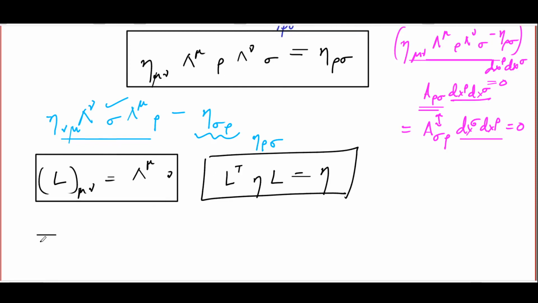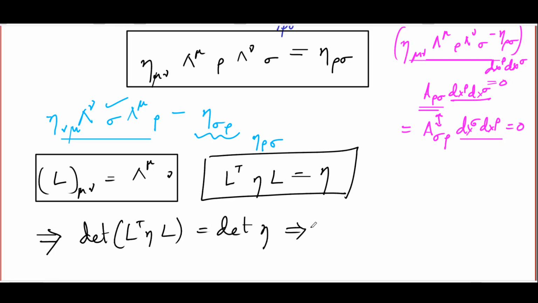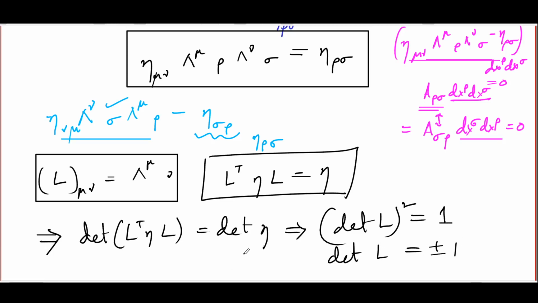Now, an immediate consequence of this equation is, if you take the determinant of both sides, you get determinant of L transpose eta L equals determinant of eta. The determinant of L transpose eta L is determinant of L transpose times det eta times det L, and determinant of L transpose is same as determinant of L, and coupling all these together, you get determinant of L whole square equals 1. So, det L has to be plus or minus 1. So, the matrix that you make out of the Lorentz transformation coefficients actually happens to be either one with a plus 1 determinant or one with a minus 1 determinant.